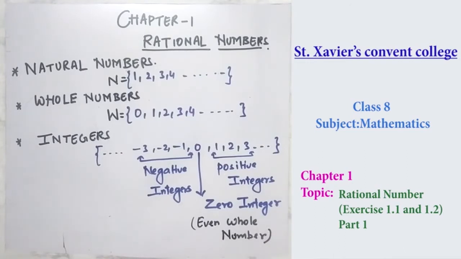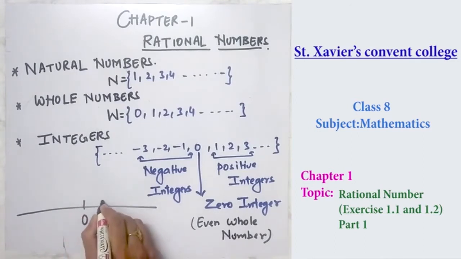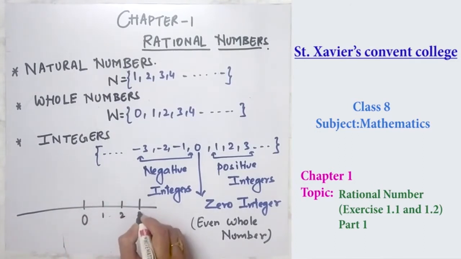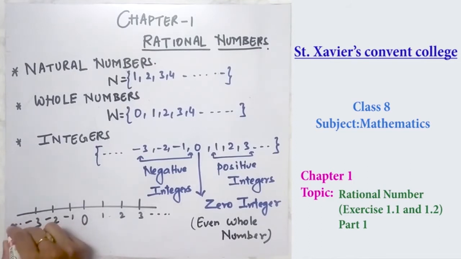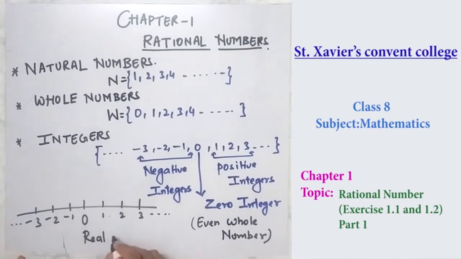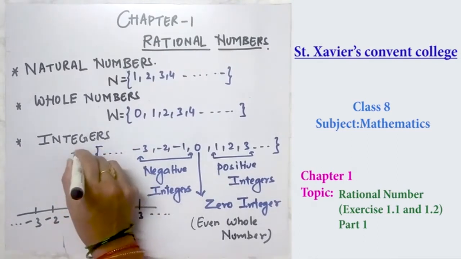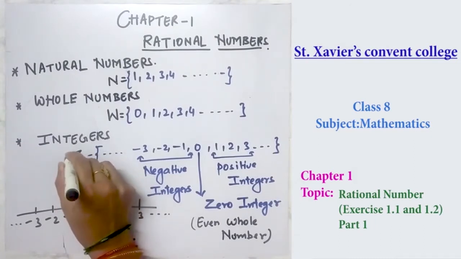And if you want to represent these integers on a real line, just make a real line. Mark 0, 1, 2, 3 and so on, and here like this, -1, -2, -3 and so on. This is the way you are going to represent them on the real line. Integers are notated by the capital letter Z.